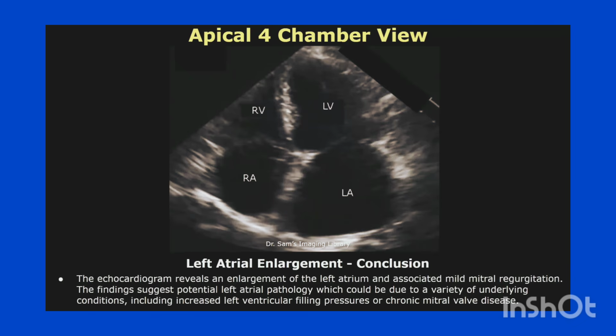Here is the conclusion. The echocardiogram reveals an enlargement of the left atrium and associated mild mitral regurgitation. The findings suggest potential left atrial pathology, which could be due to a variety of underlying conditions, including increased left ventricular filling pressures or chronic mitral valve disease.